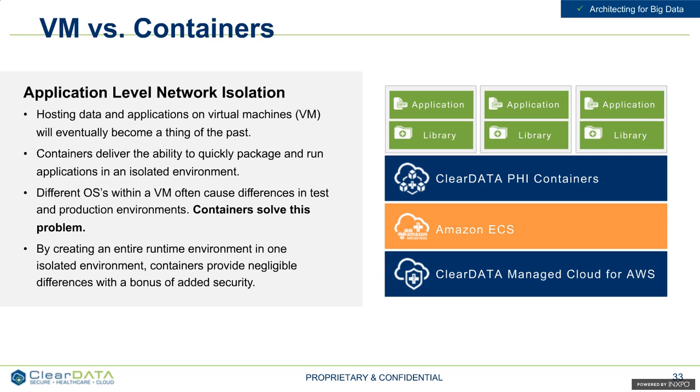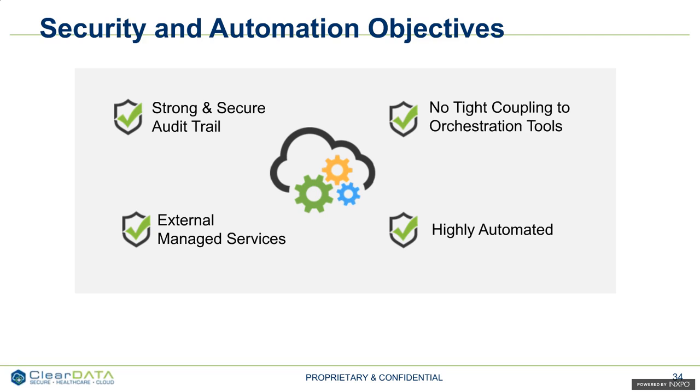So going now to slide 32, if we talk about security and automation objectives, when you're deploying your analytics model, you want to have a strong and secure audit trail. You want to make sure that you can maintain that audit trail from the very beginning of the instance that you create, all the way through the end of that life cycle. You want to make sure that you have decoupled your orchestration tools from your application.